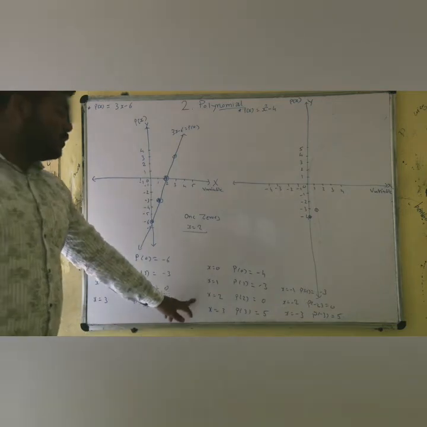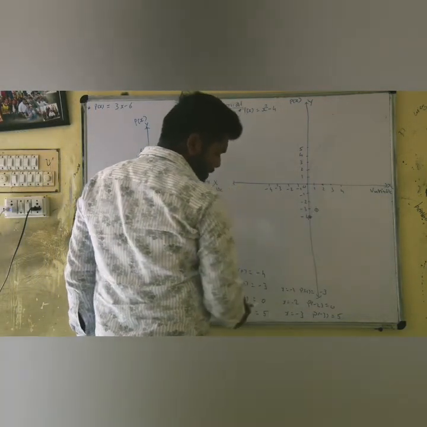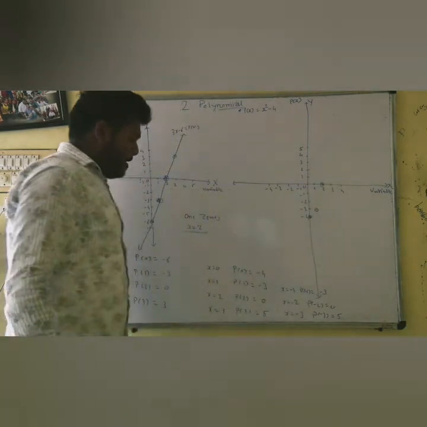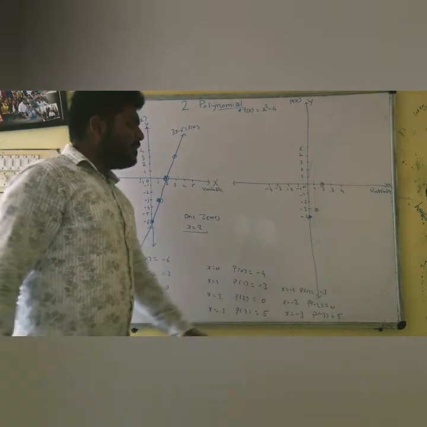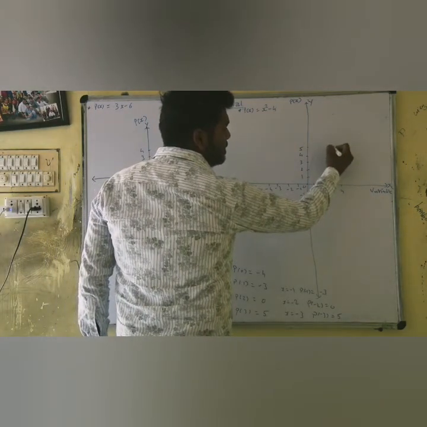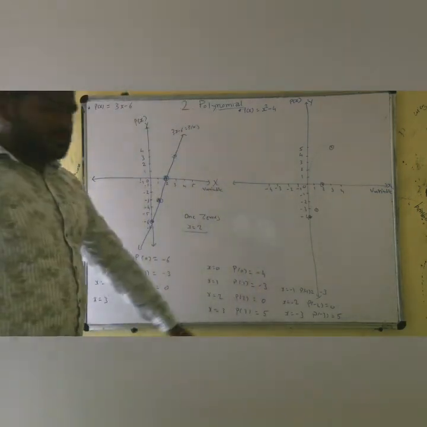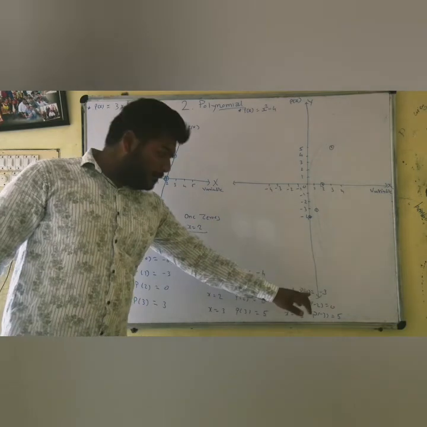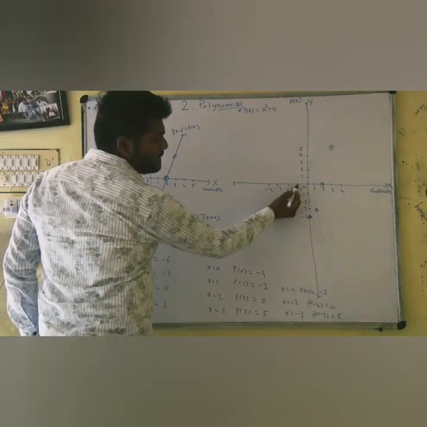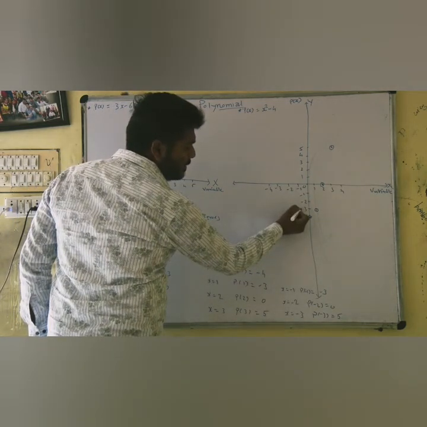Now, x equals 2, then p of 2 is 0. So here, this point only. When x equals 3, then p of 3 is 5. So here. Clear? Now x equals minus 1, then p of minus 1 equals minus 3. X equals minus 1 is here, and minus 3 is here. So nearly this point.